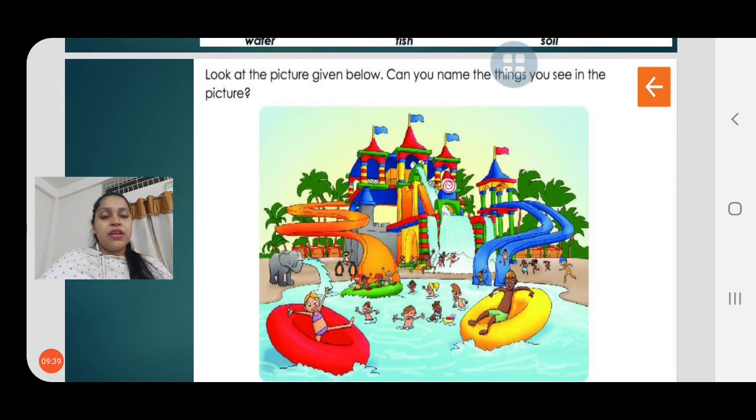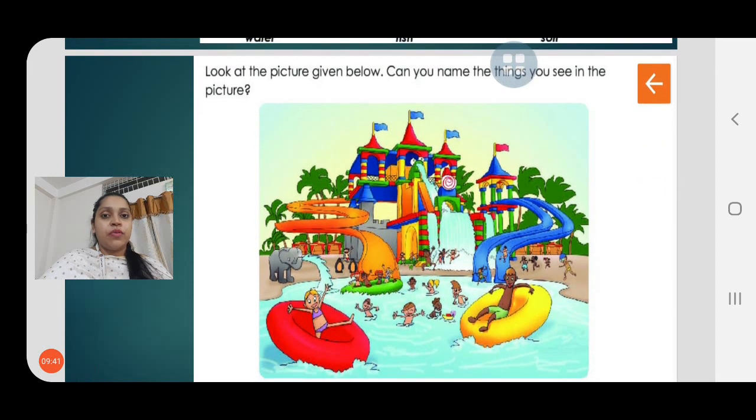Okay children, below this picture, you can see in your textbook a very beautiful picture is given, isn't it children? And it's given, look at the picture given below. Can you name the things you see in the picture? So children, here many things are shown. Okay children, you'll have to name them.